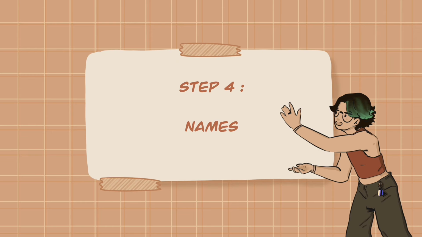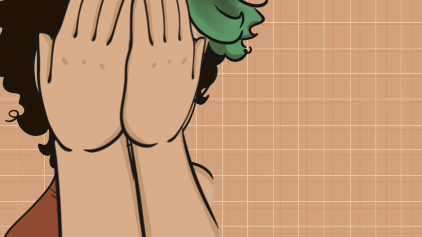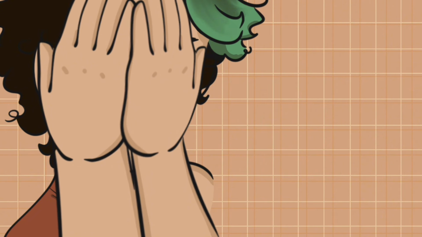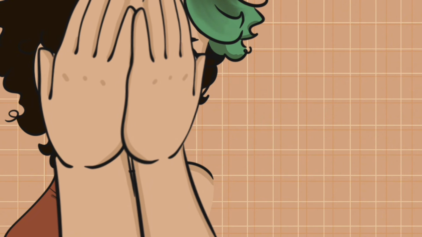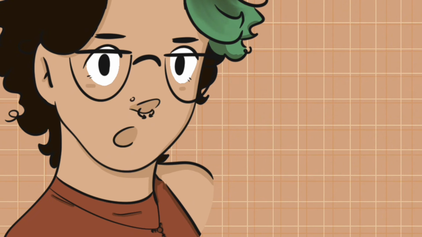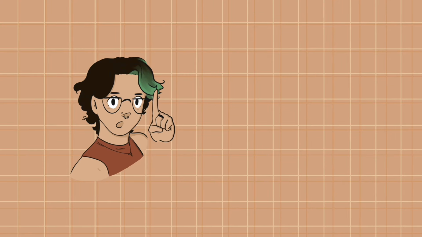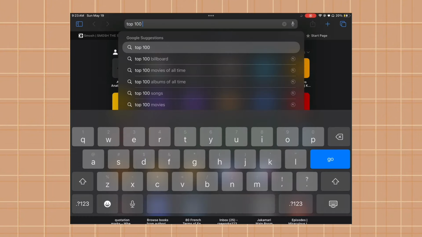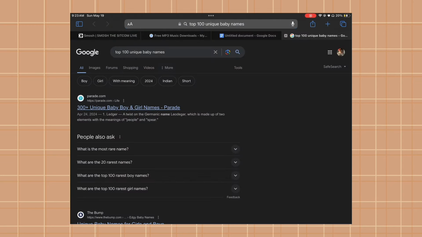Step 4, names. Don't get me started on naming characters or even things. I am working on multiple different novels, and one is a high fantasy type book, and I abhor it every time I have to name something or someone. You may expect me to be like, "Now, go look up top 100 unique baby names" or something, but no.